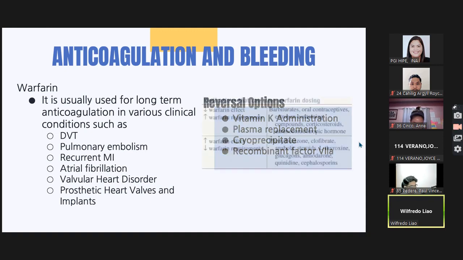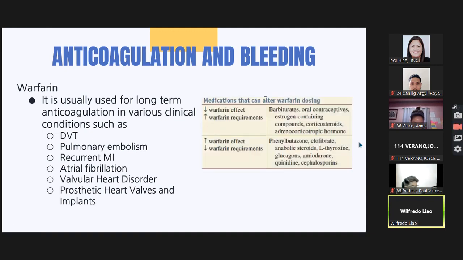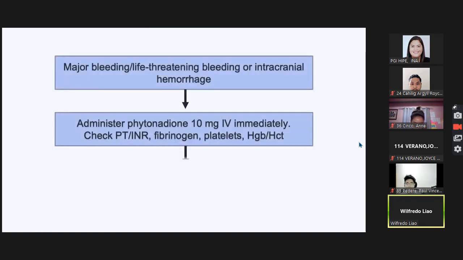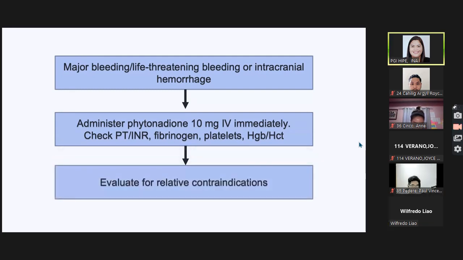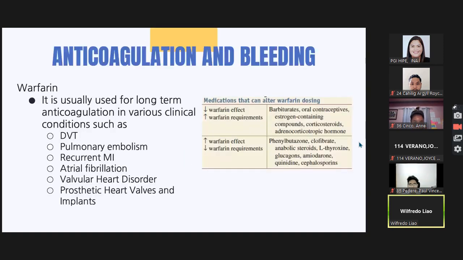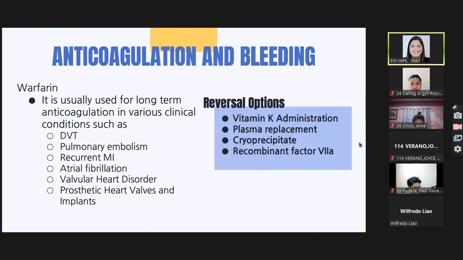And there are reversal options for warfarin if ever you decide to have a surgical procedure, compared to other anticoagulants. So we have reversal options for warfarin in cases of warfarin toxicity: vitamin K administration, plasma replacement, cryoprecipitate, and recombinant factor 7A.